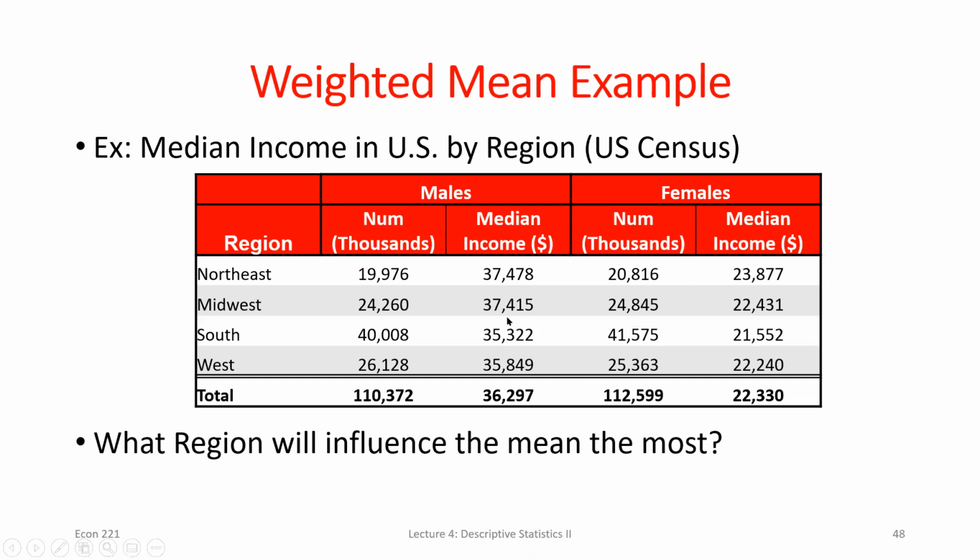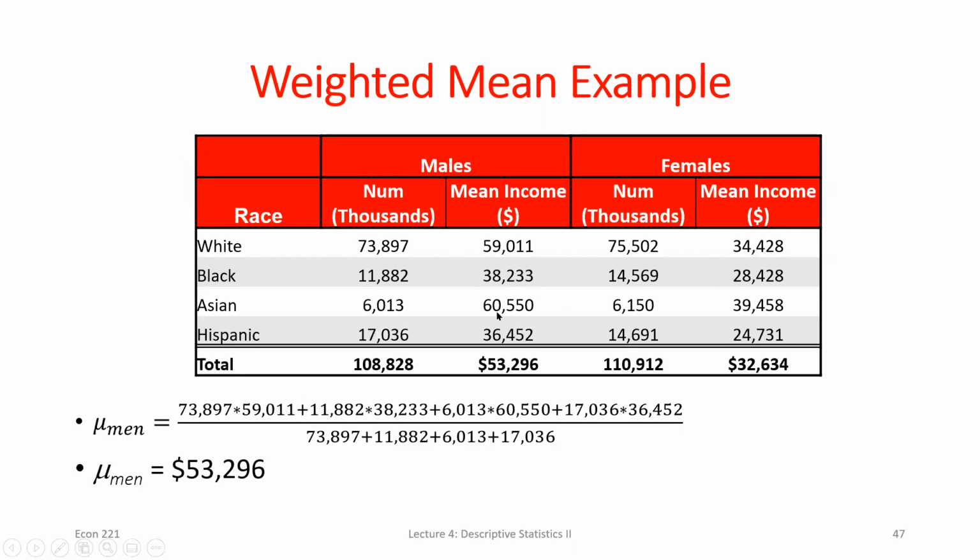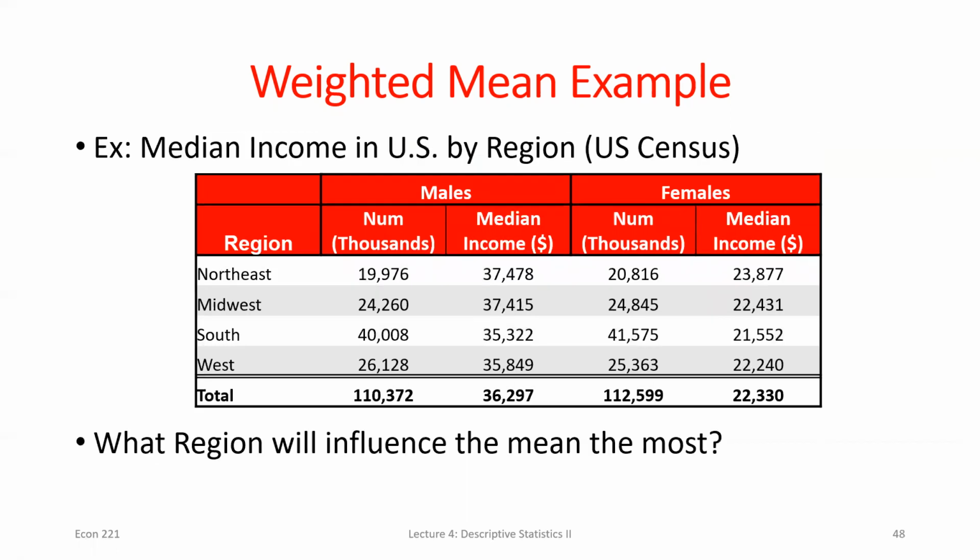Now here, there's not nearly as much variation across regions in income. These are all pretty similar, whereas up here there are much larger ranges across racial categories as opposed to across regions. So it won't be as evident that that group is carrying more weight, but the South is the group that is influencing that weighted mean the most.